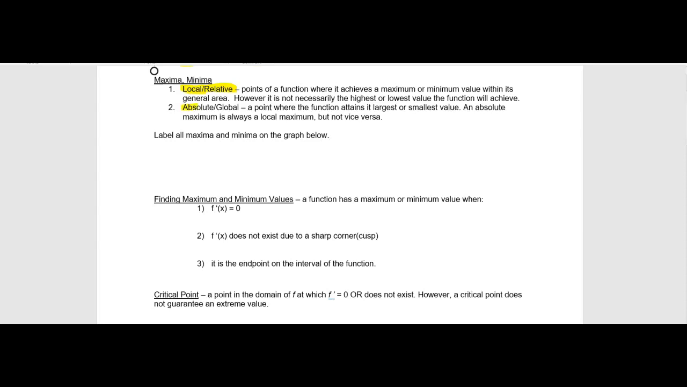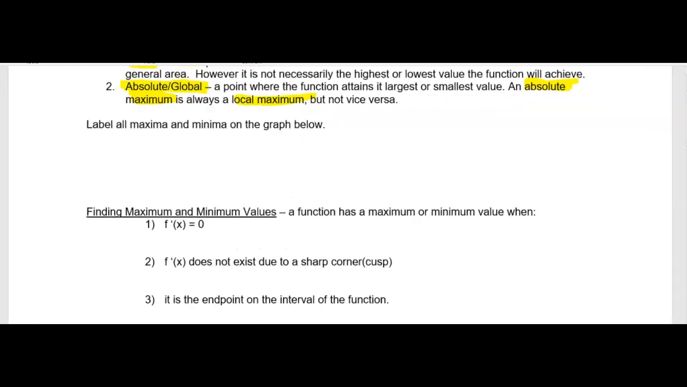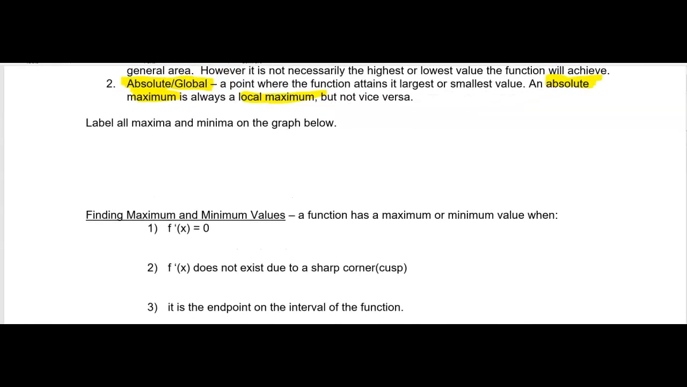Versus the absolute or the global max or min. Absolute kind of is the nicest way to write it. It is the absolute largest value on our graph. Or we can also use global. So an absolute max then would always be a local max, but the converse of that would not necessarily be true.